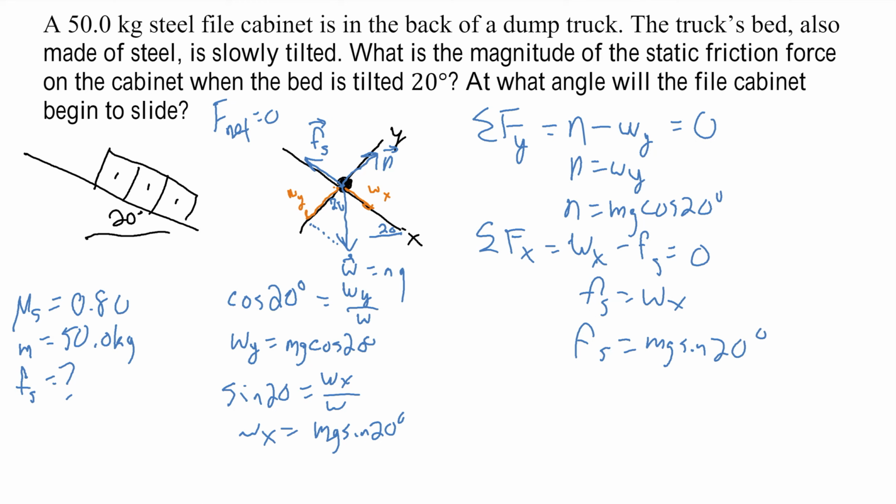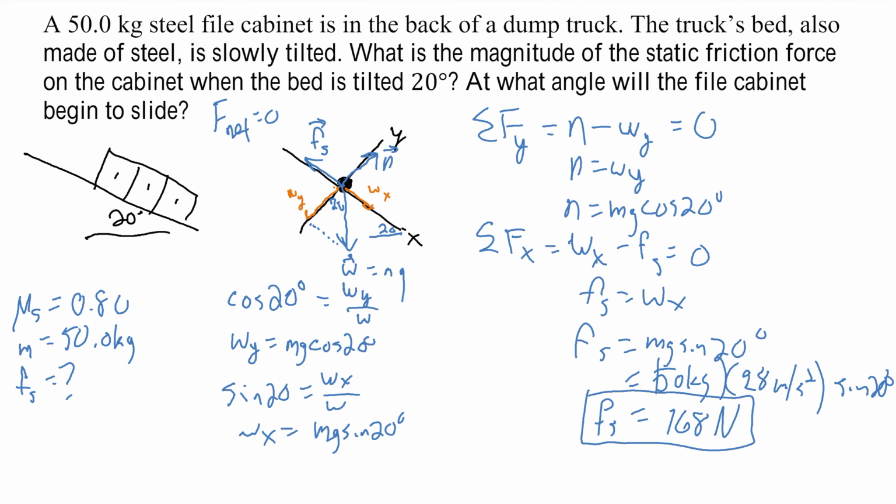Yeah, always do your sum of the forces and remember what you're looking for. So we didn't have to do that. Okay, so m is 50 kilograms. g is 9.8 meters per second squared. Sine 20 degrees. What do we get? Okay, so with significant figures that would make it 168 newtons. We have to figure out the other part.